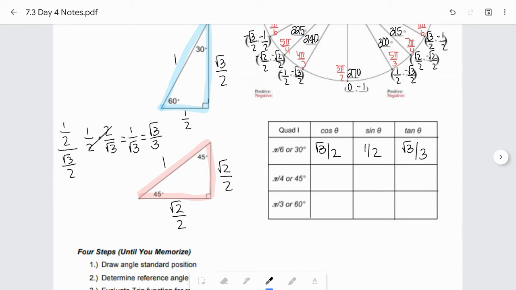Okay, for 45 degrees or at pi over 4, my cosine of theta is going to be root 2 over 2. Sine of theta is root 2 over 2. And then tangent of theta is going to be 1. And then at pi over 3 or at 60 degrees, cosine of theta is 1/2. Sine of theta is root 3 over 2. And then tangent of theta, so sine of theta divided by cosine of theta, is going to just give us root 3.